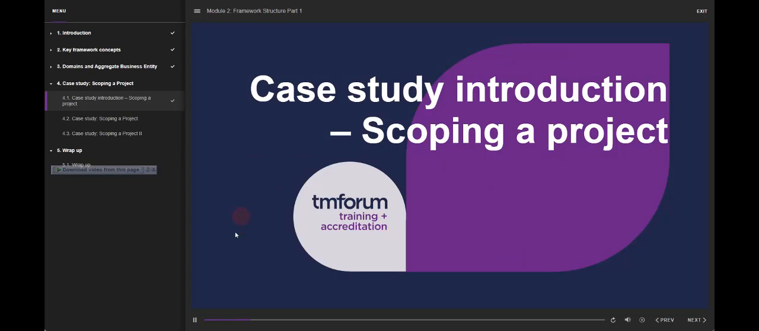Next up is a case study that shows common use of the information framework's domain and ABE structure. In this case, its use will be shown within the TM Forum's Conformance Certification Programme. We'll look at conformance to the information framework model in more detail in a later module of this course.